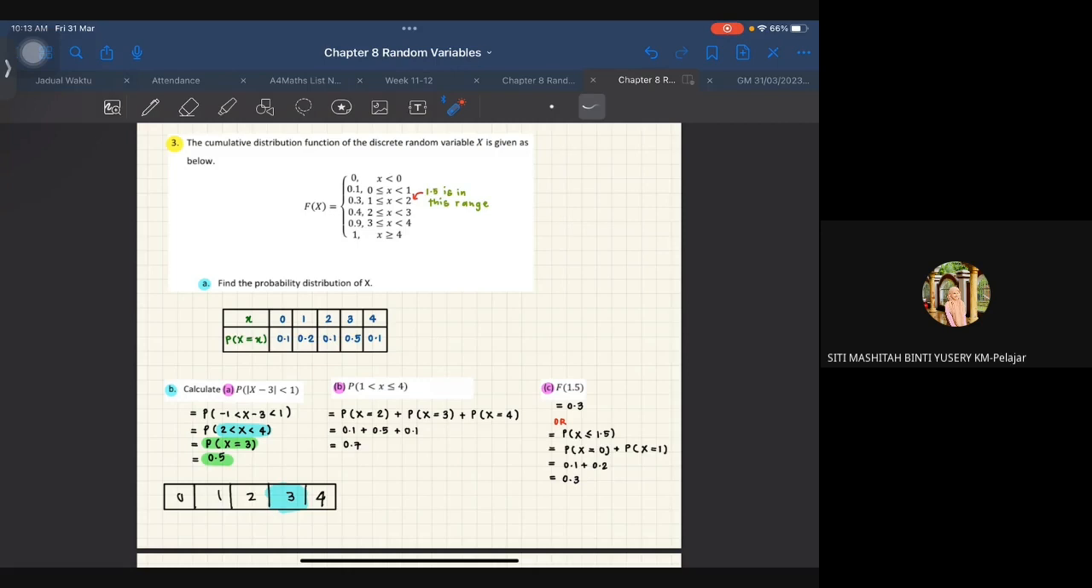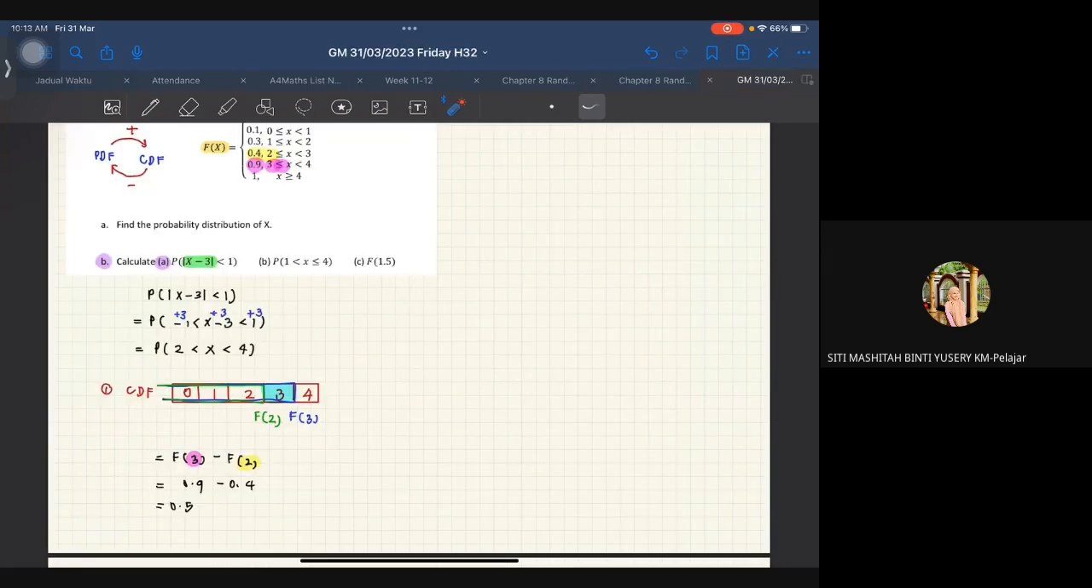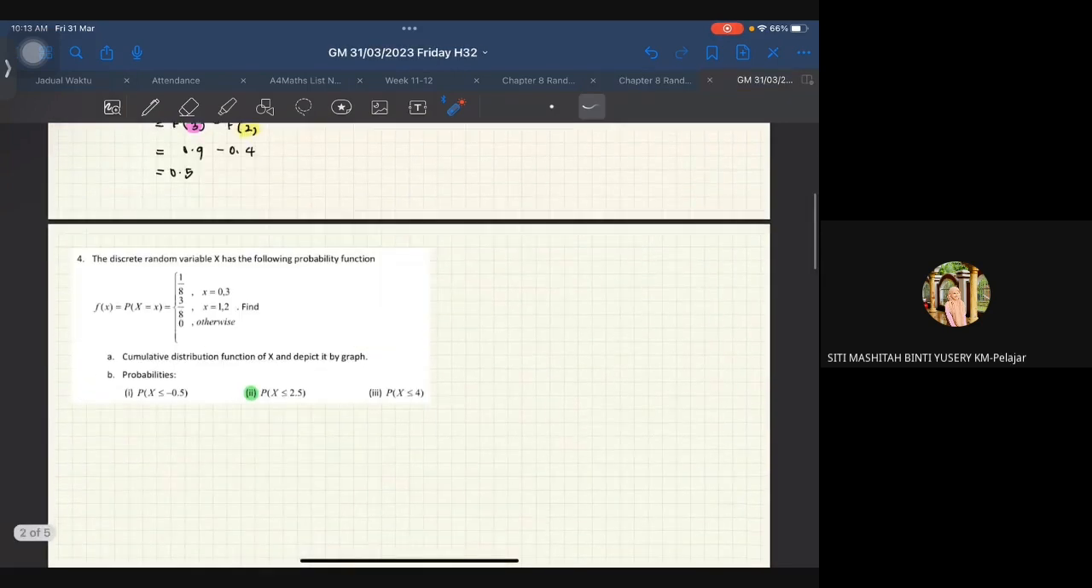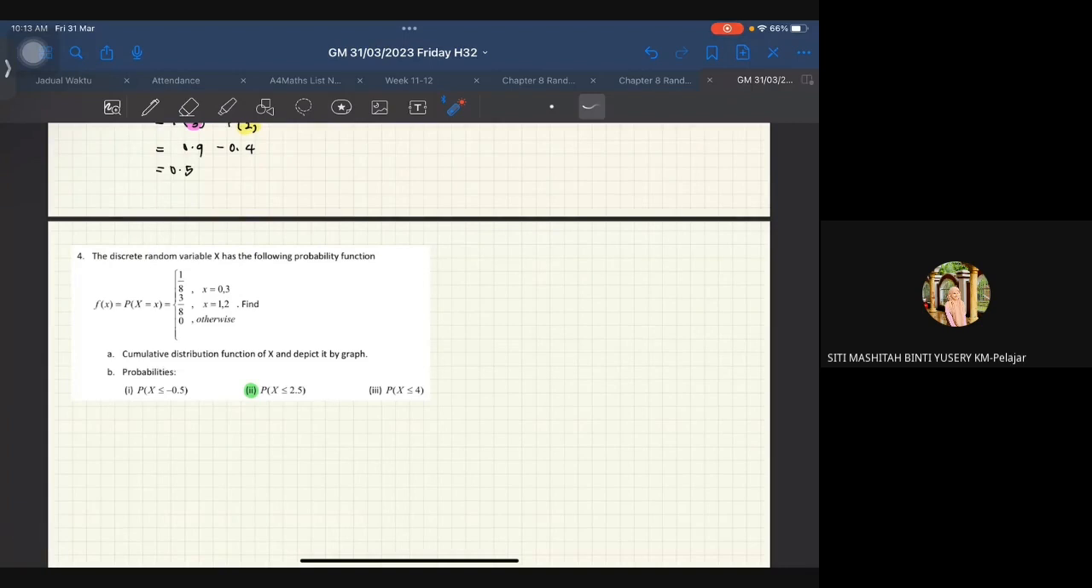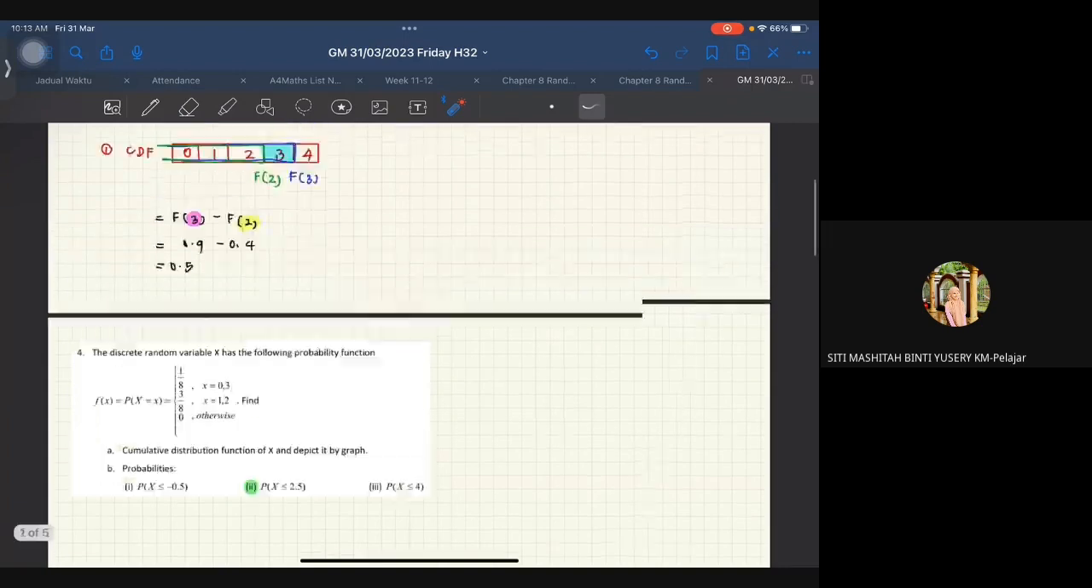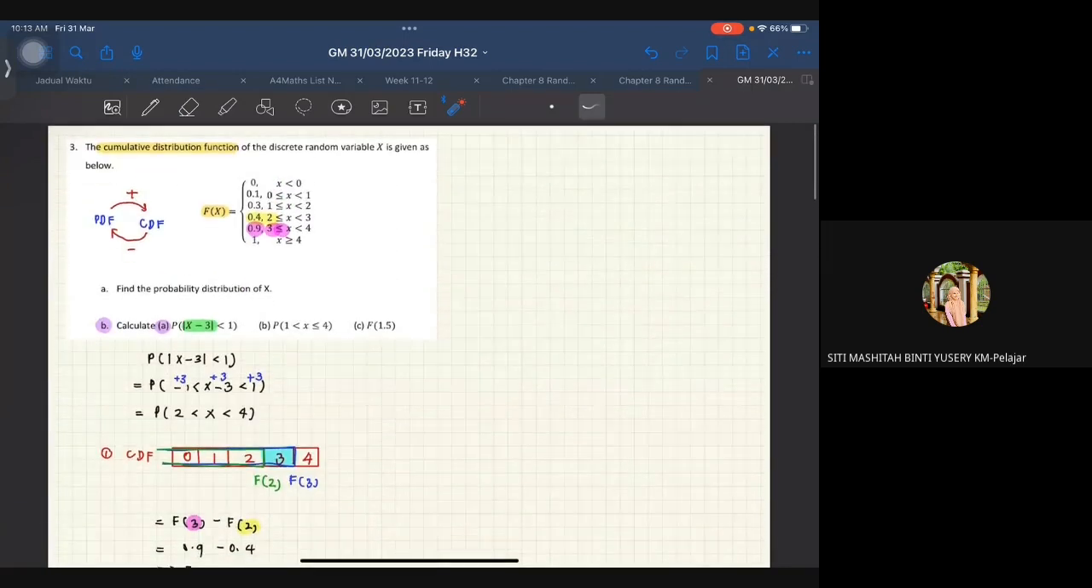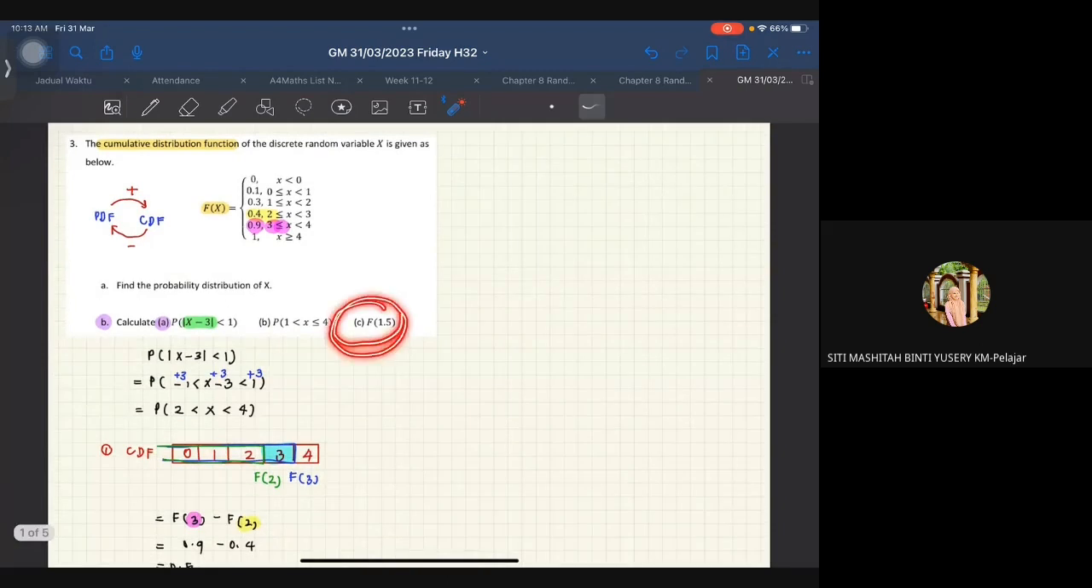Soalan nombor 4 pula. Soalan nombor 4. 4B. Okay, so but before that, sabar. Saya nak explain dulu untuk yang ini, soalan ini. Okay, so untuk soalan this one, for part C, okay, so you are given F 1.5. Okay, so untuk soalan ini, macam mana awak nak cari dia punya nilai? How are you going to solve this one?